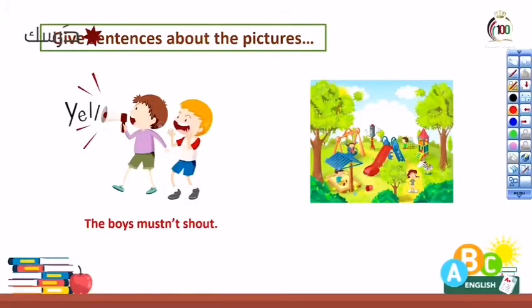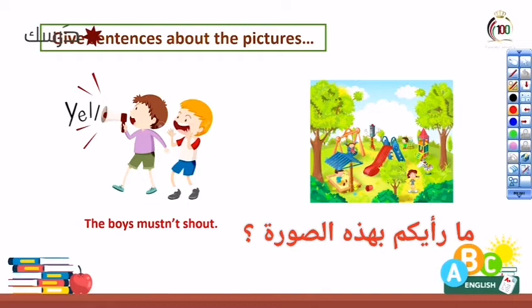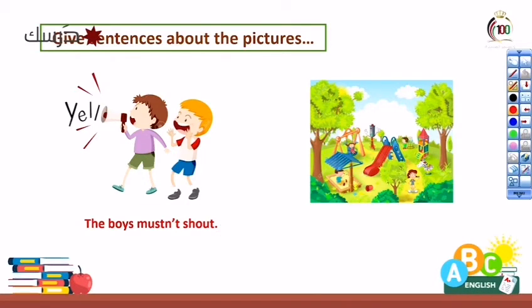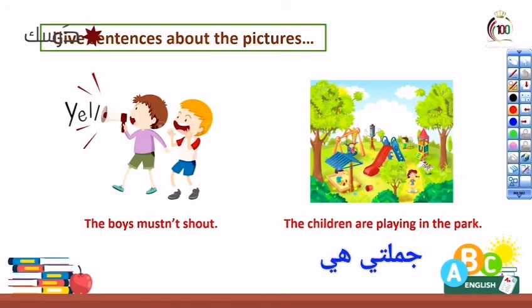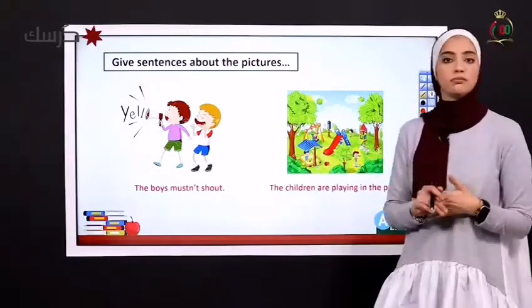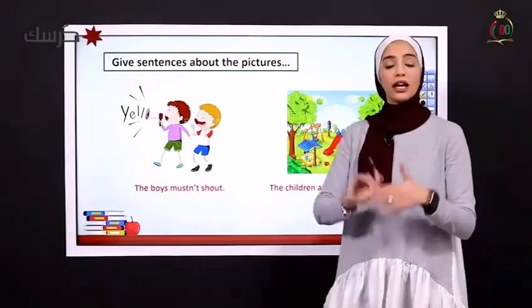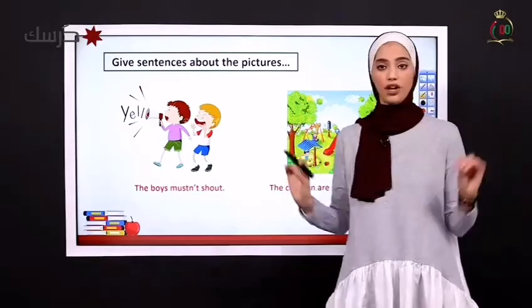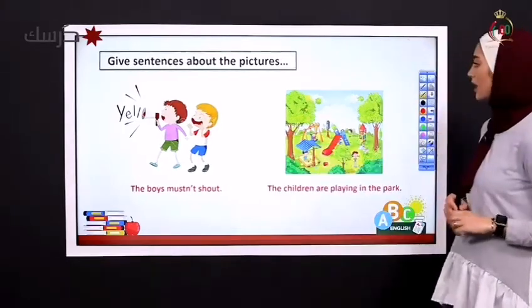What about this picture here? Children playing. Think of a sentence. My sentence is, the children are playing in the park. You can say the children are playing. That's a correct sentence. Or, there are many children. That's a correct sentence, okay? Think of any sentence that you see is perfect and full.